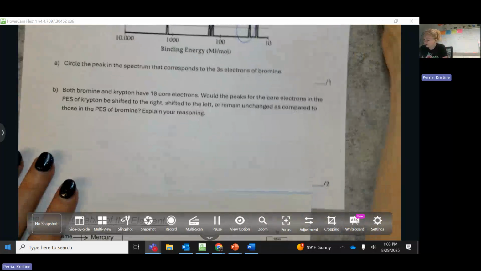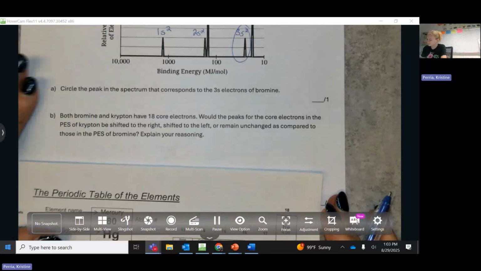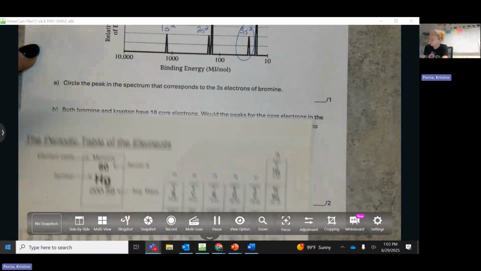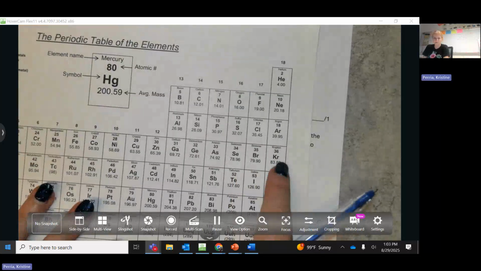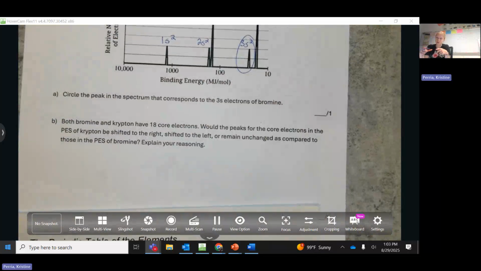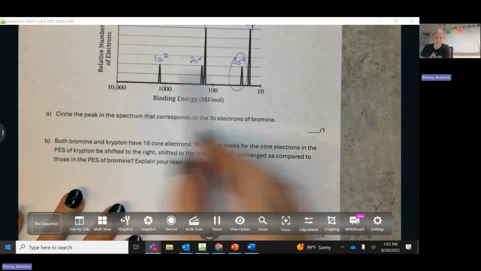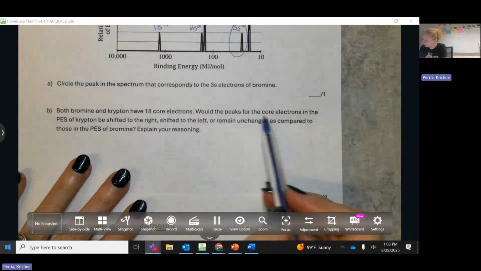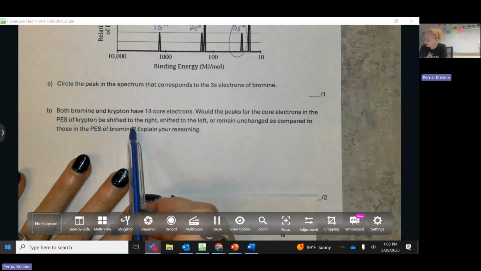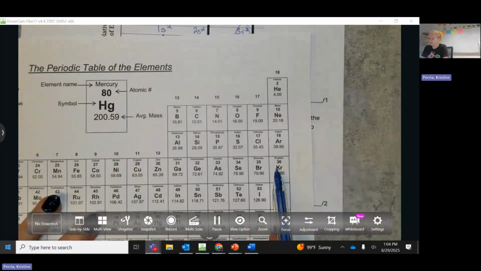Get my point. Letter B, it says bromine and krypton both have 18 core electrons. So here they are. And that's just the core ones closer to the nucleus, right? Because they're both really big atoms, so they do have more electrons beyond that, but they both have 18. So their beginning PES graphs would both look the same. Would the peaks for the core electrons in PES for krypton be shifted to the right, to the left, or remain unchanged? So krypton, it has another proton.